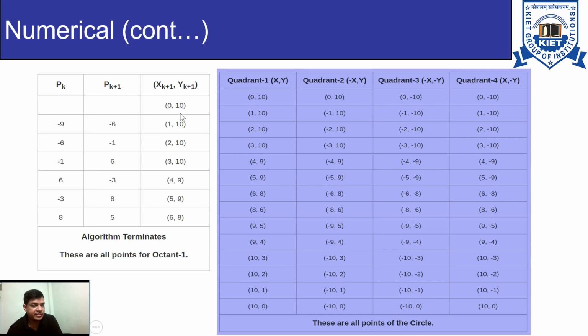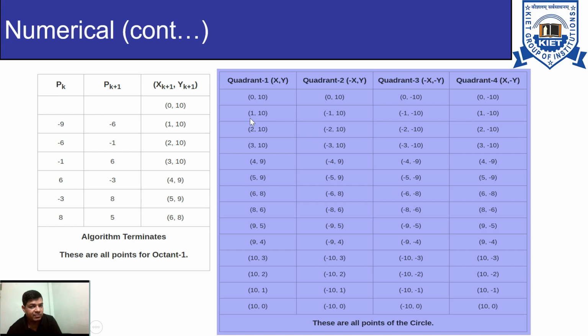So you can see that we started from 0 comma 10, the pixel parameter is coming negative, and we are incrementing the value of x. In each case we are incrementing the value of x. About the y value, either we are not changing the y value or we are decrementing the value of y. For a negative pixel parameter we are not changing the value of y, while for a positive pixel parameter we are decrementing the value of y. So you can see that these are the points which all belong to the first octant, and by using the concept of symmetry we can calculate the rest of the points.